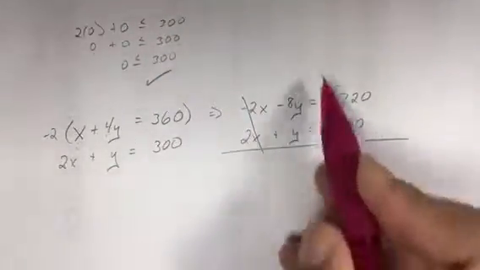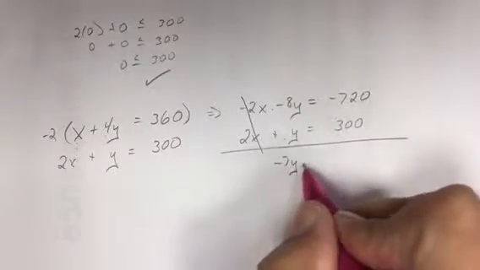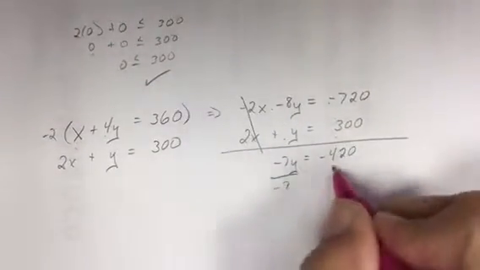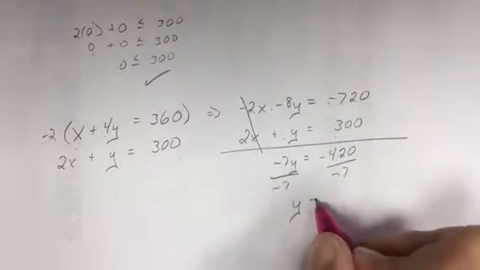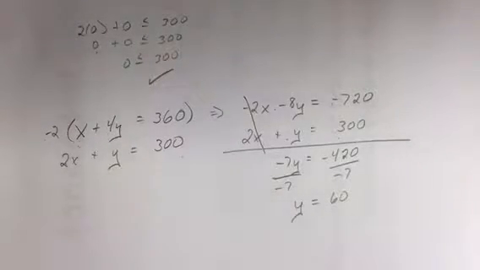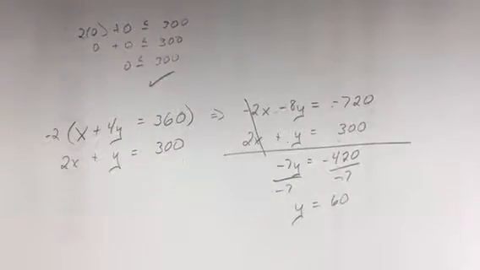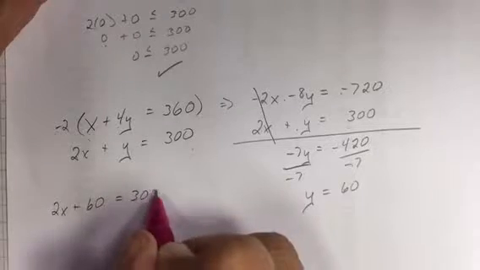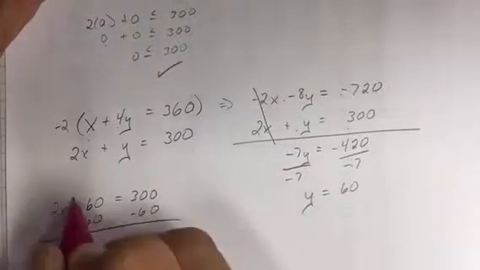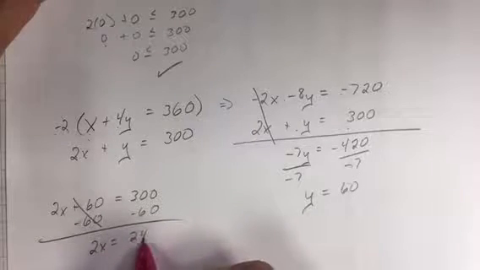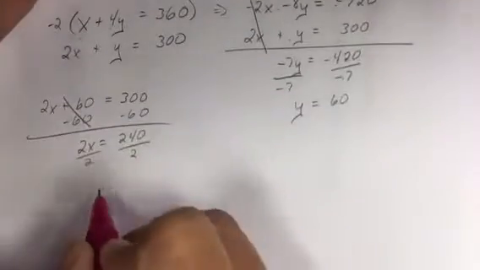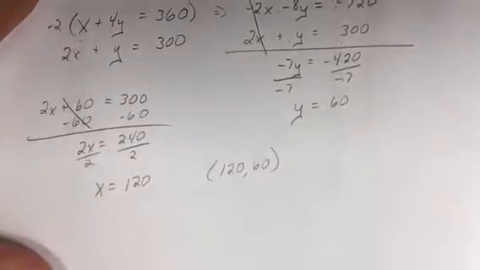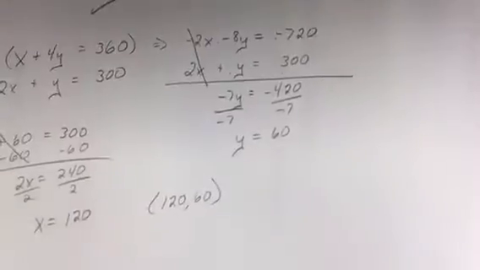Add down, these go away. -8 plus 1 gives me a -7. -720 plus 300 gives me a -420. Divide by -7. So y equals 60. I take that and plug it back into either one. Does not matter. So 2x plus 60 equals 300, minus 60 leaves me 2x equals 240. Divide by 2. So x equals 120. It says mathematically the point where those two lines cross was 120 and 60.